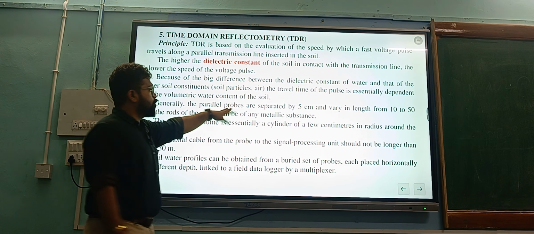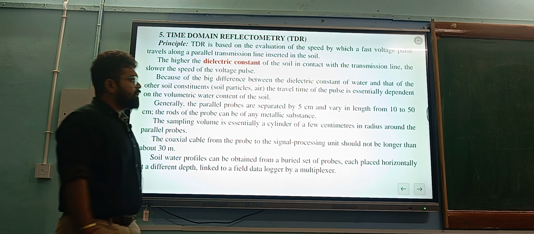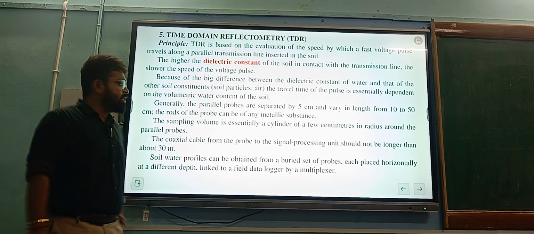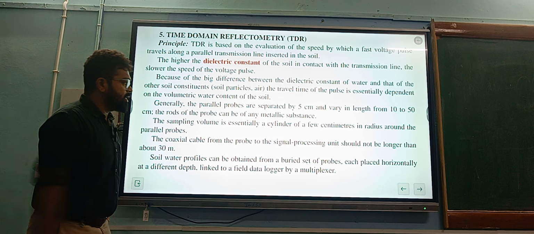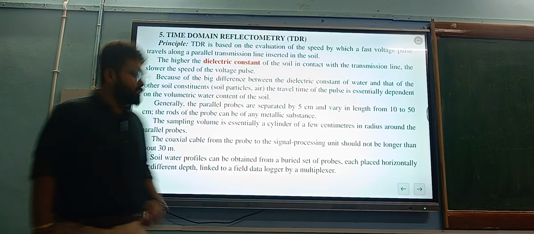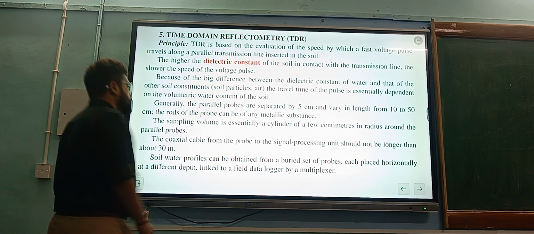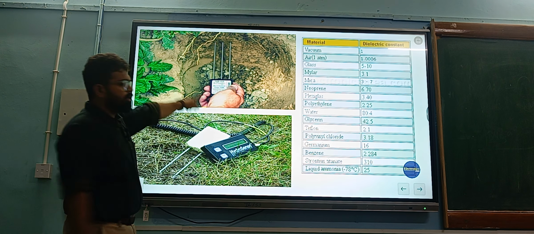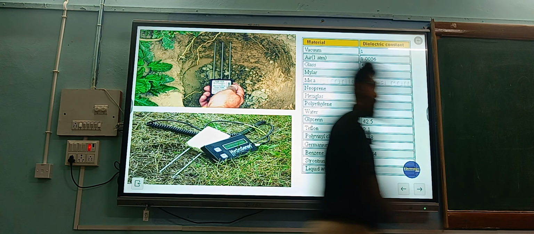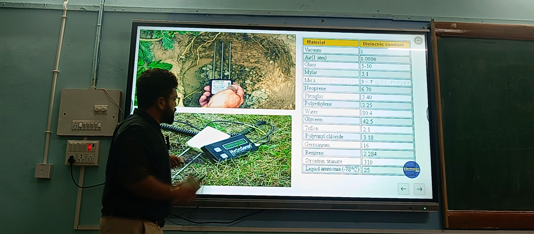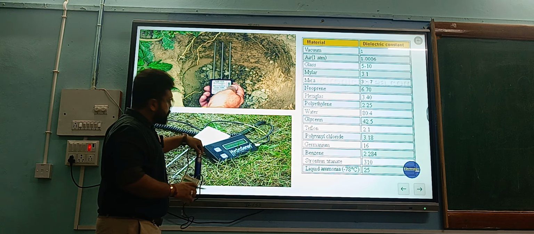Generally, the parallel probes are separated by 5 centimeter and vary in length from 10 to 15 centimeter. The sampling volume is generally a cylinder a few centimeter in radius around the parallel probes. The coaxial cable from the probe to the signal processing unit should not be longer than 30 centimeter. So yeah, this is the probe, how it looks. These probes are inserted into the soil and we measure the moisture content.